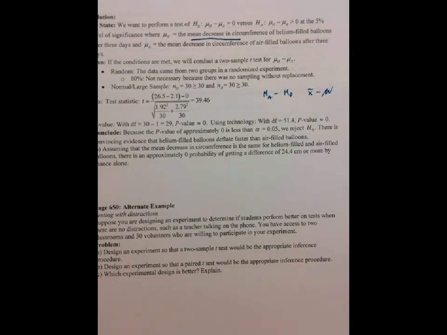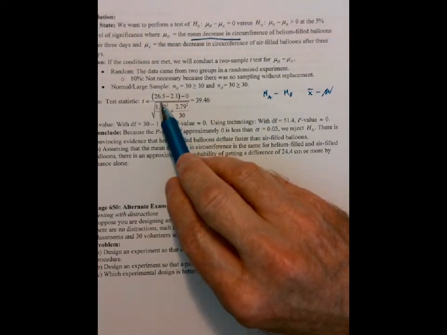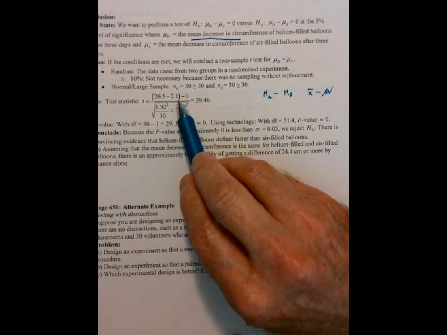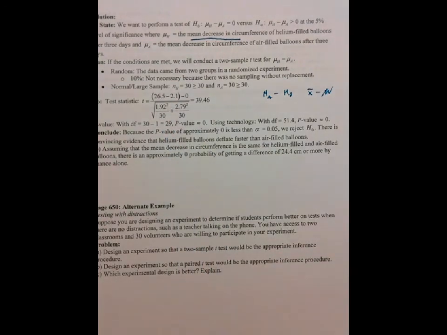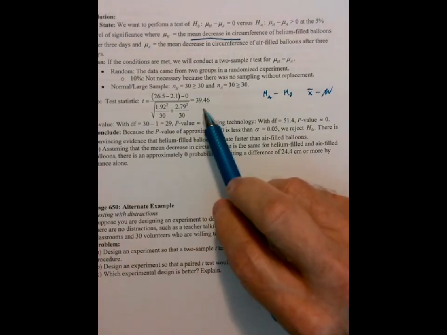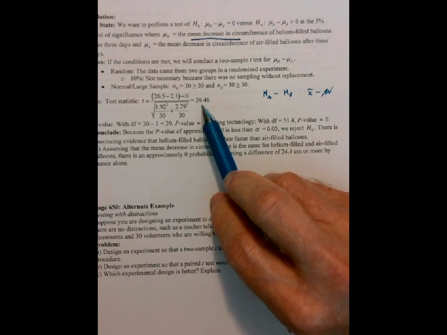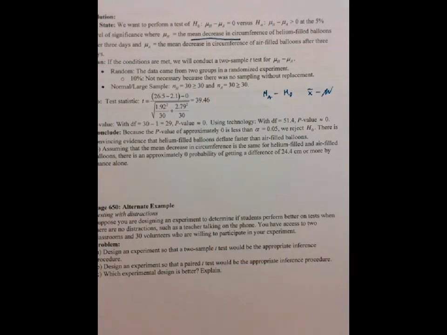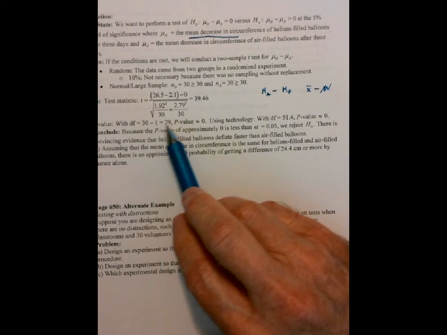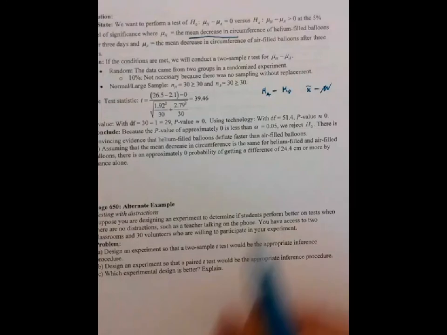39.46. Okay? That's a really big T. Right? That's the number of standard deviations that if the difference is as big as the one they got, from 26.5 down to 2, right, inches of difference, that we'd get a t-statistic of 39.46. It would be 39 standard deviations away. The degrees of freedom are 30 minus 1, 29. Again, it's the same because both sample sizes are the same.